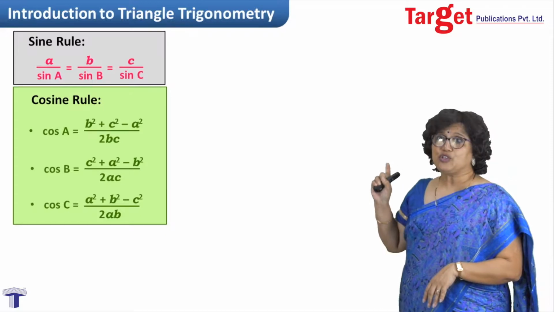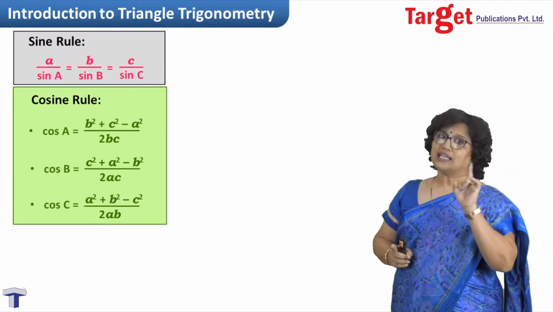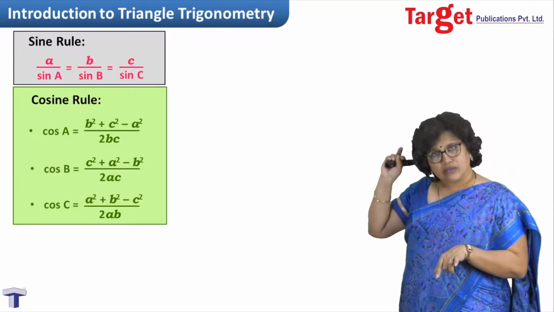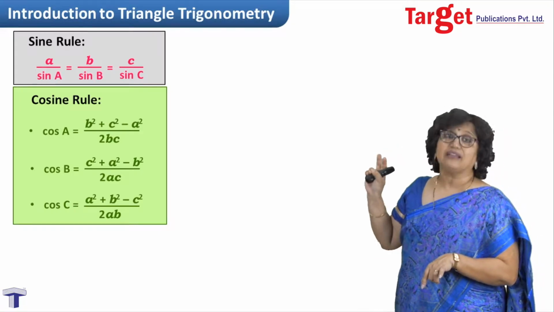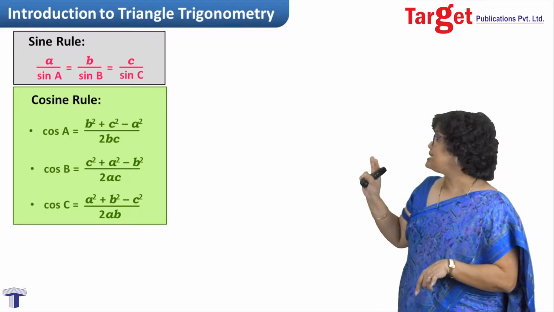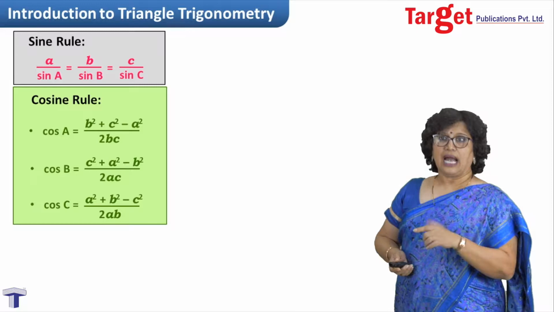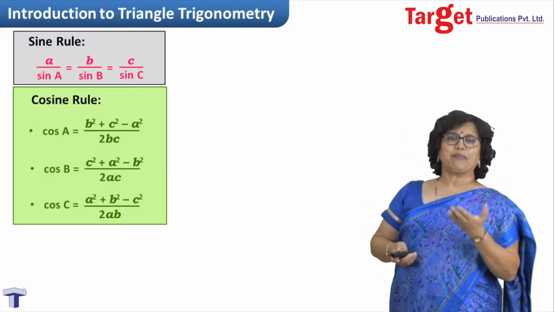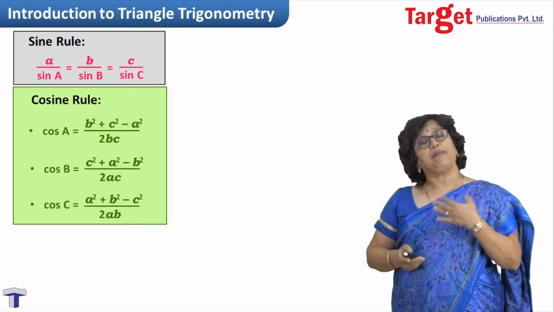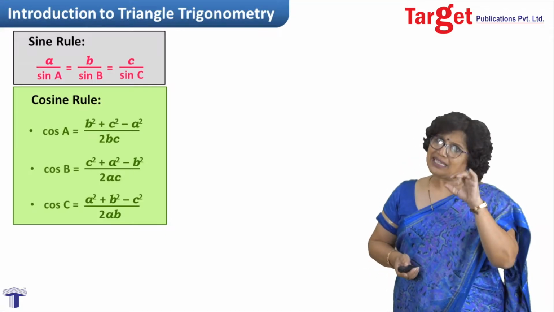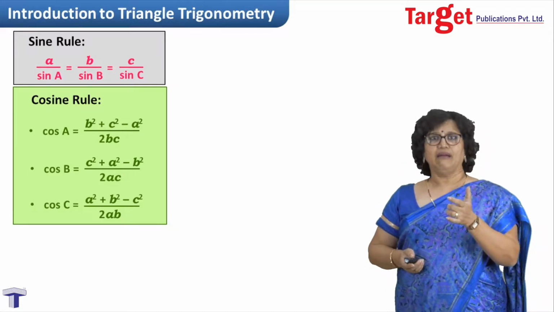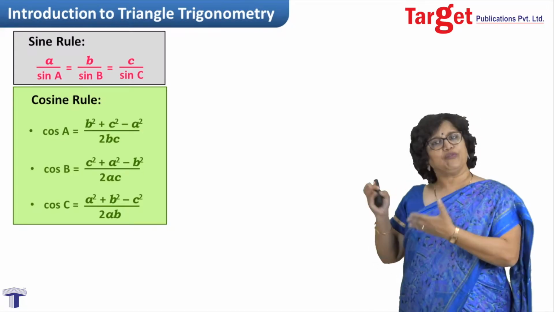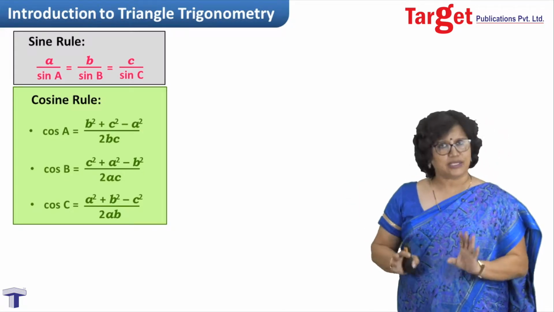Minus A square tells you that if you are taking angle capital A, then the quantity which needs to be subtracted in the numerator on the right hand side is A square. And obviously then the sum of the squares of the other two sides. So B square plus C square minus A square upon 2BC. If you remember this style of remembering, then you will be able to write cos B and cos C exactly on similar lines.